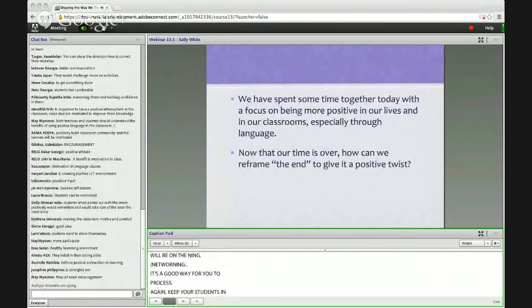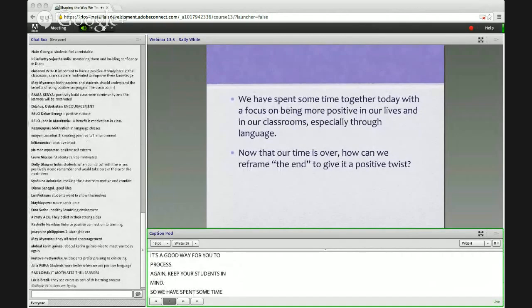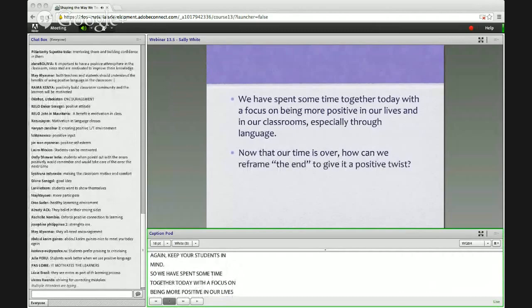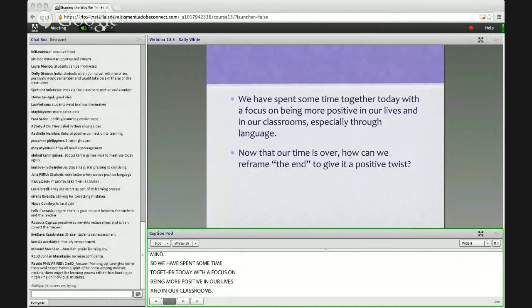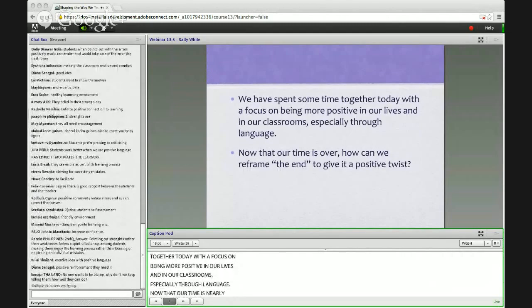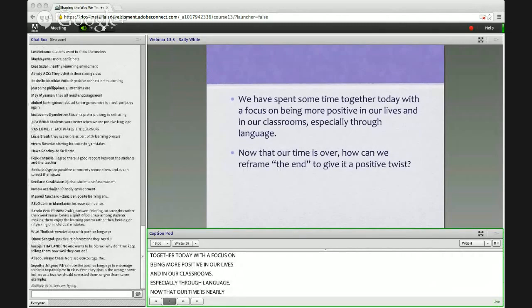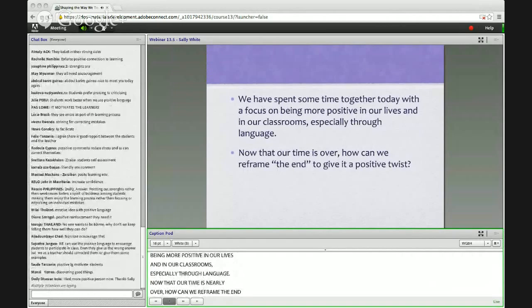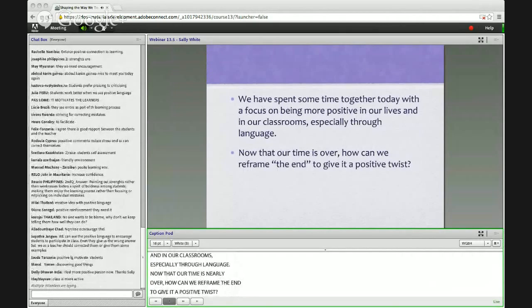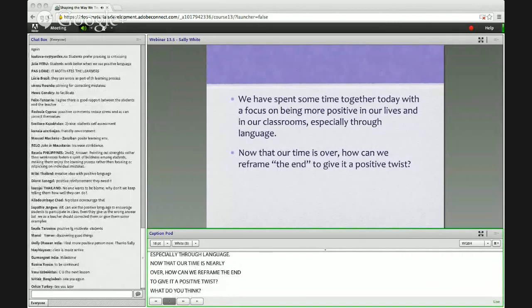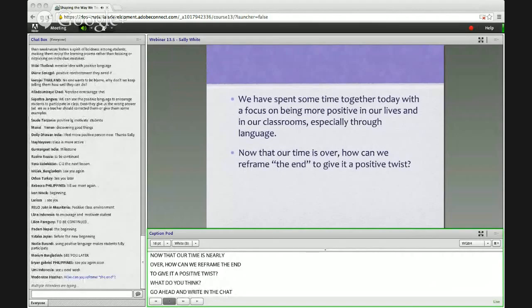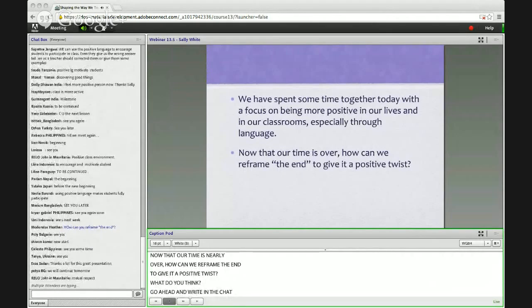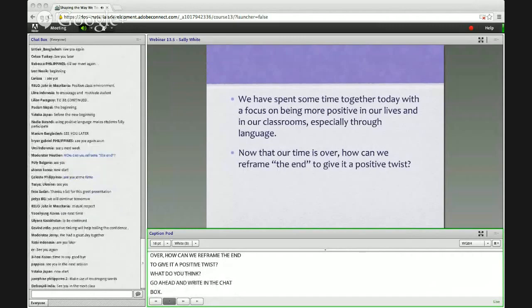So we have spent some time together today with a focus on being more positive in our lives and in our classroom, especially through language. Now that our time is nearly over, how can we reframe the end to give it a positive twist? What do you think? Go ahead and write in the chat box. How can we reframe the end? Brilliant, to be continued. Nice, and absolutely true.